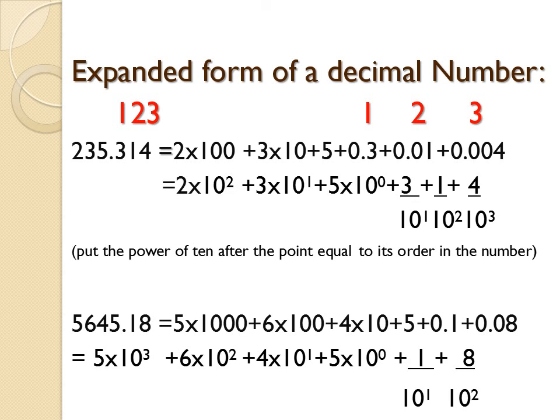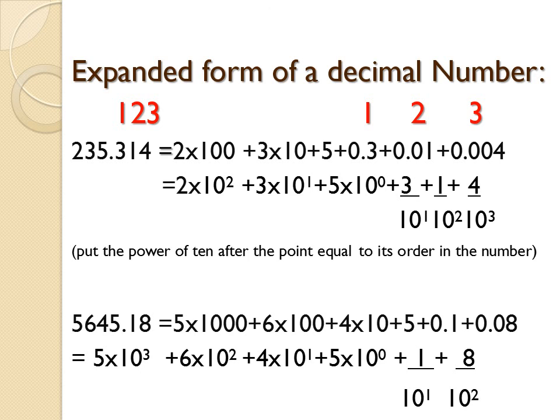Plus we put here 0.1 plus 0.08. We put 0.1 because it's the first number after the point. 0.08 also we put because it's the second one after the point. So let's now try to write it in the form of a power of 10.